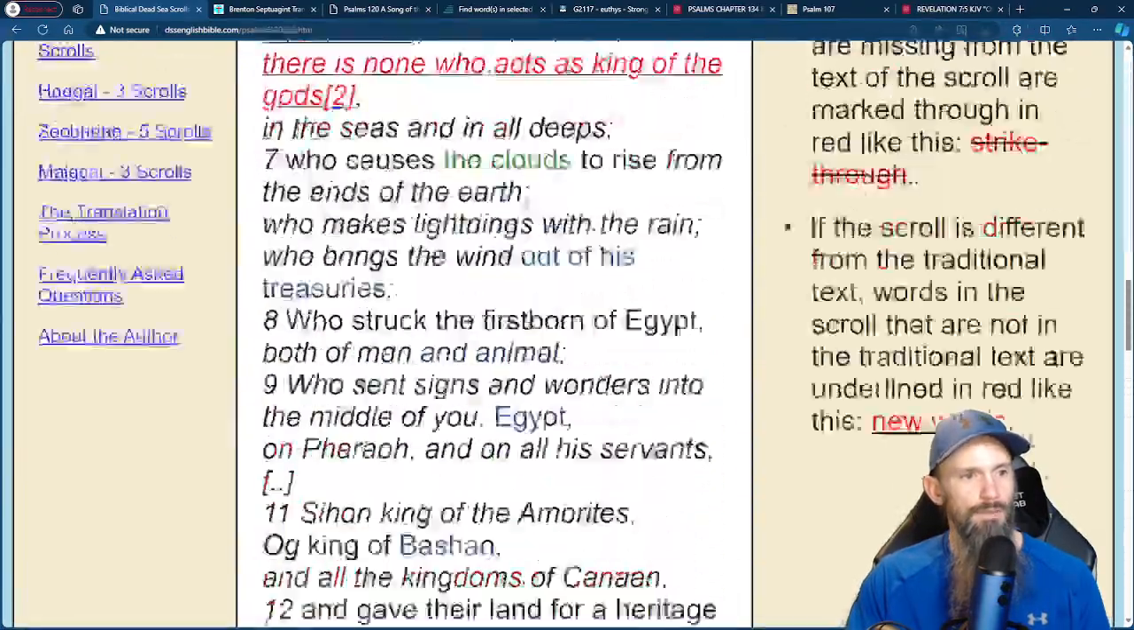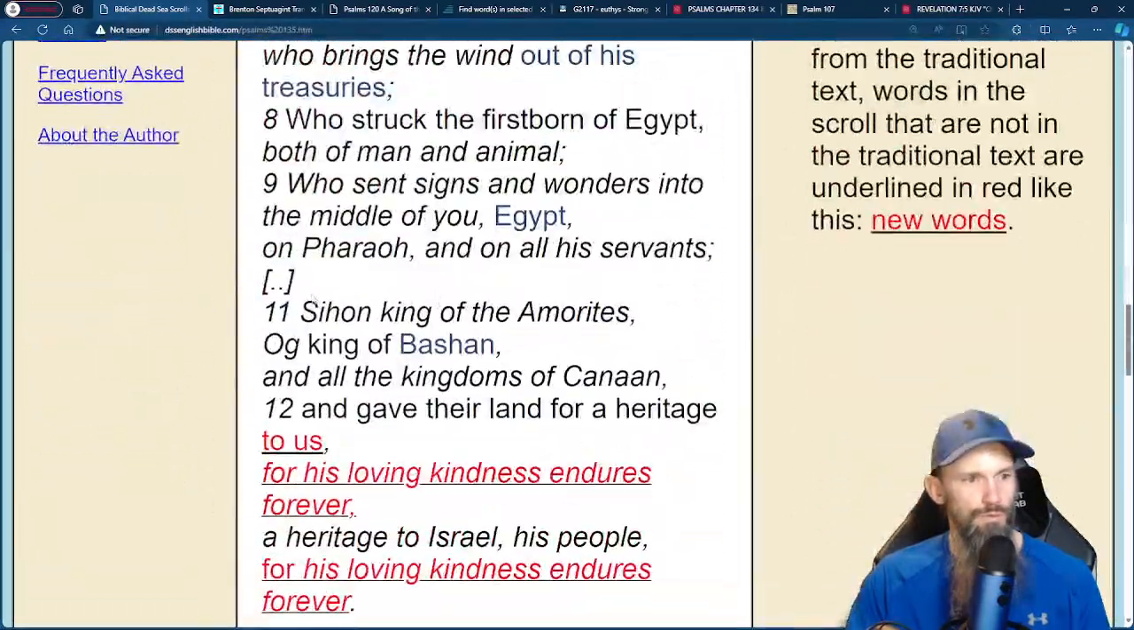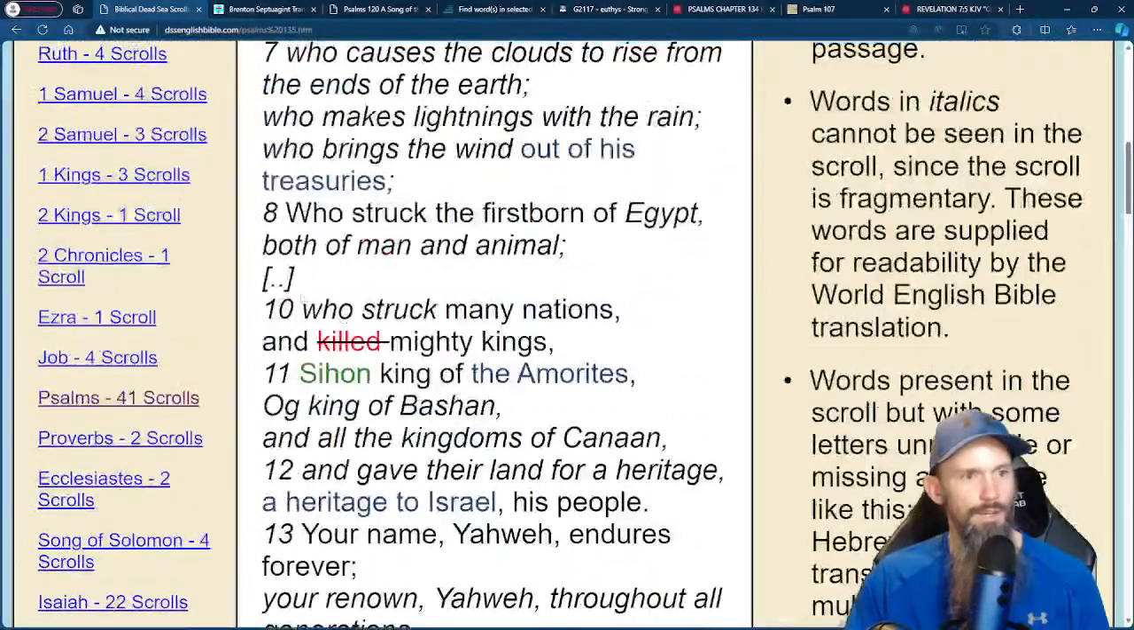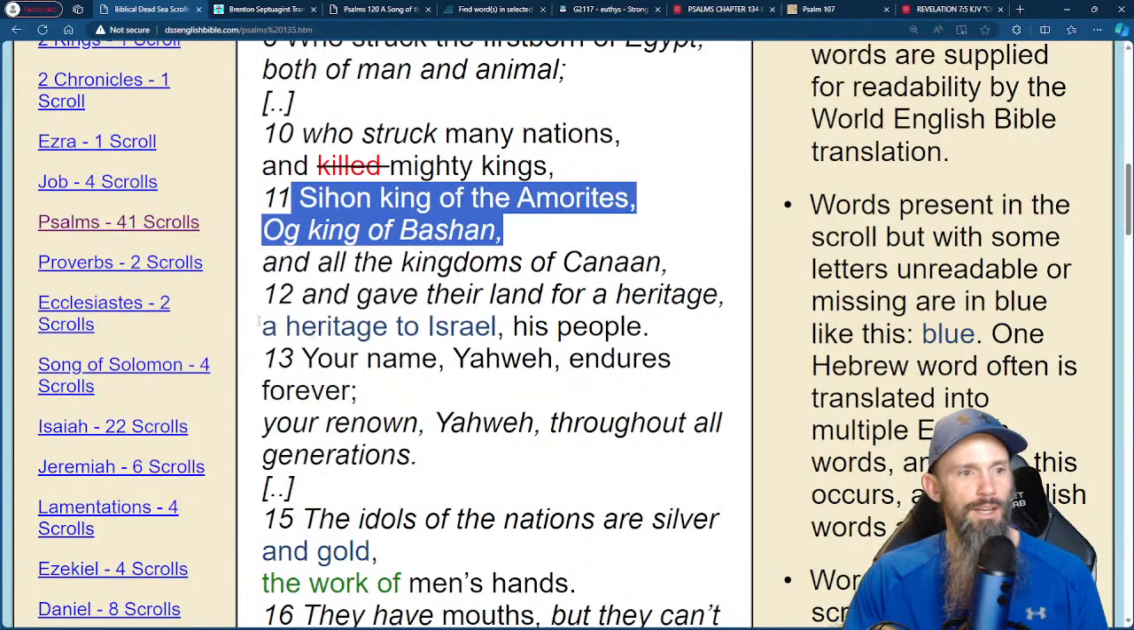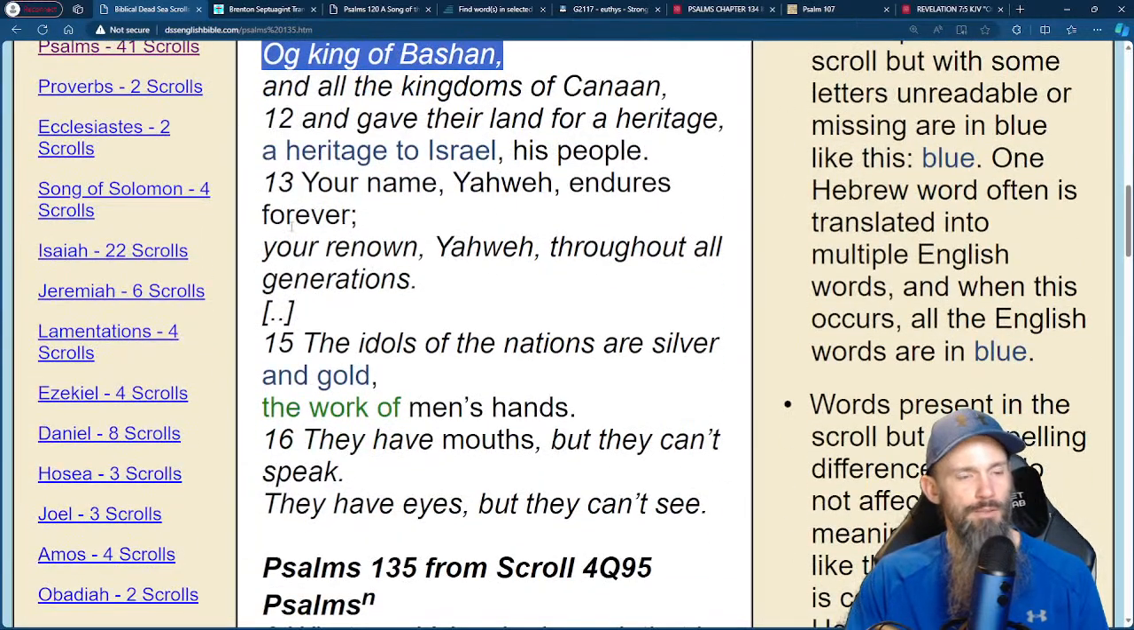Who struck many nations and mighty kings: Sihon, king of the Amorites, Og, king of Bashan, and all the kingdoms of Canaan, and gave their land for a heritage. That's the giants there. A heritage to Yisrael, his people. Your name, Yahuwah, endures forever. Your renown, Yahuwah, throughout all generations.